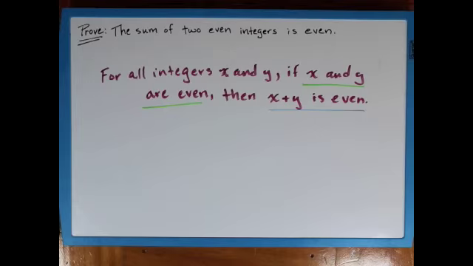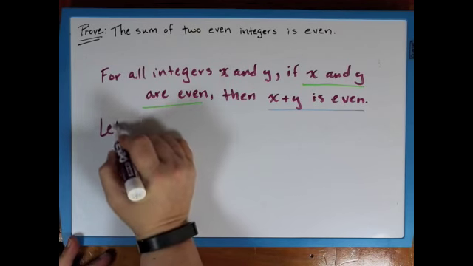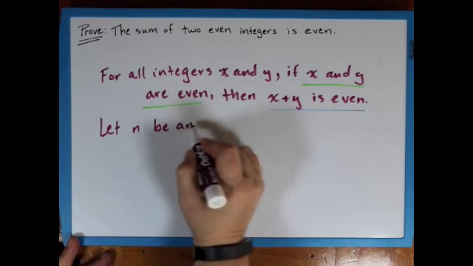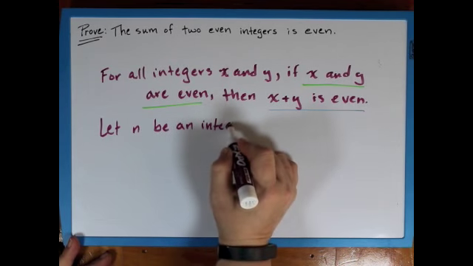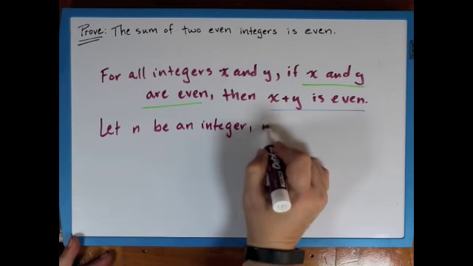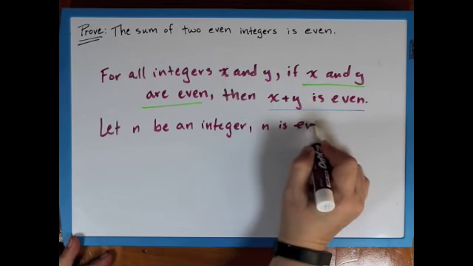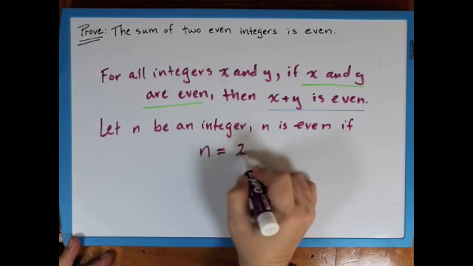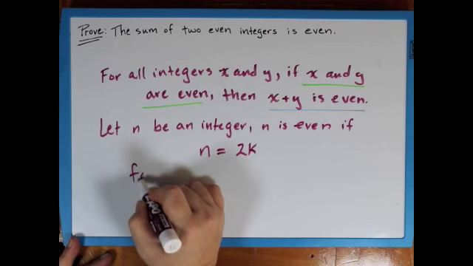The next thing I want to do is seek out any relevant definitions in the proof. And in this case, the relevant definition would be the definition of an even integer. So I go and seek out the definition. Let n be an integer. n is even if n equals 2k for some integer k.